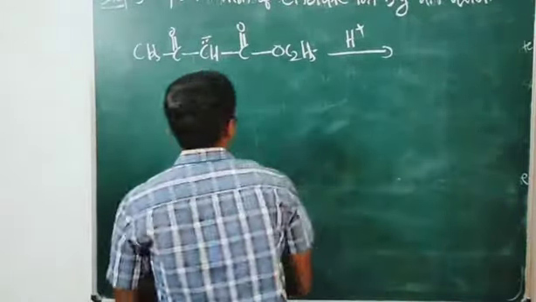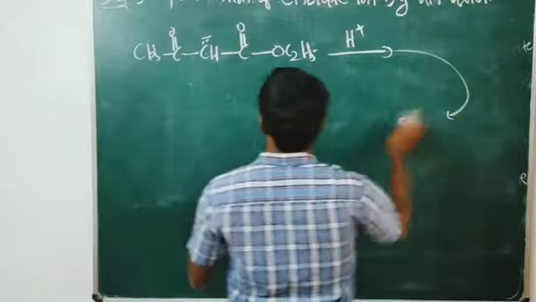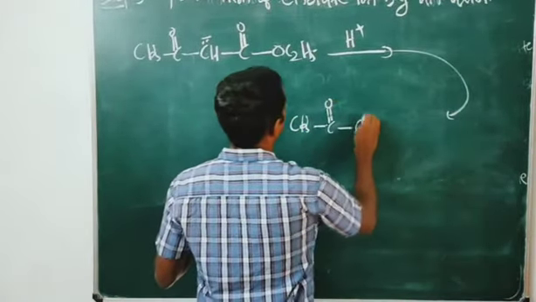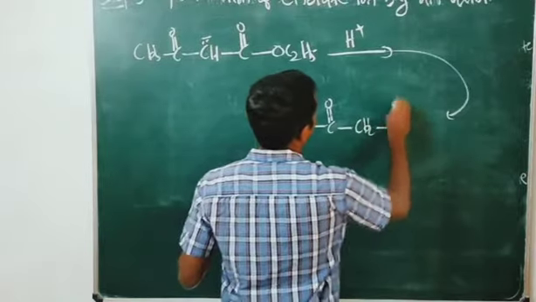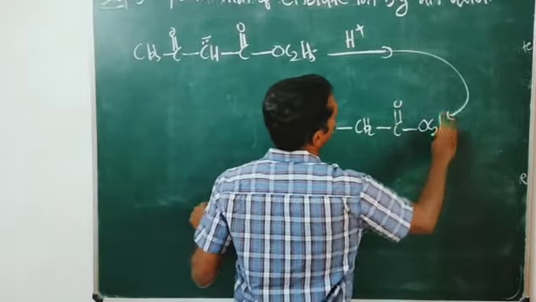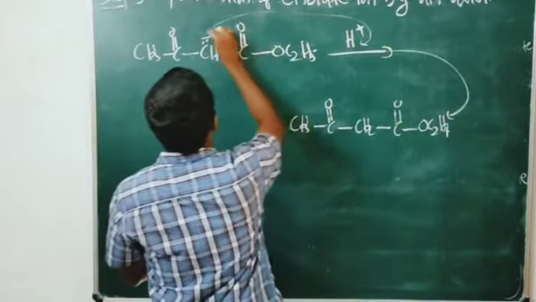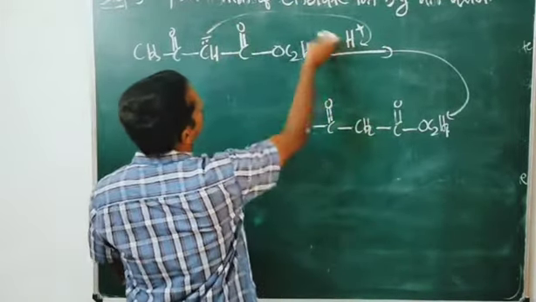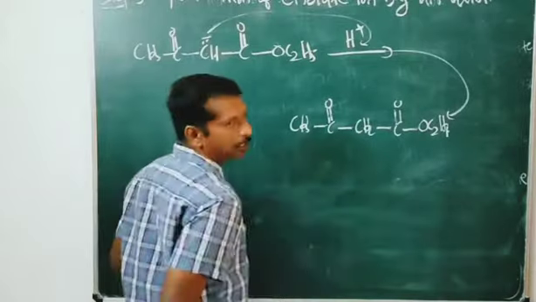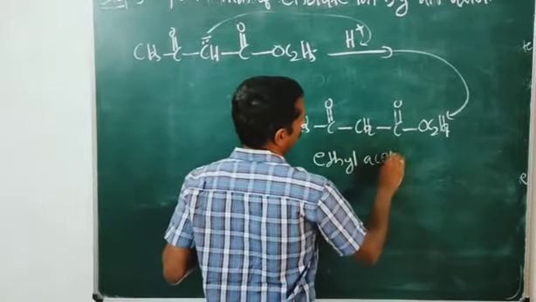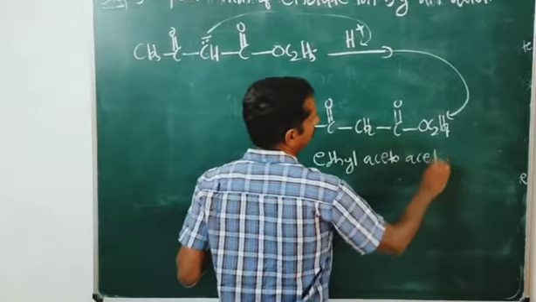And what we get is CH3, C double bond O, CH2, C double bond O, C2H5. That means this negatively charged carbon will take this H plus, so it will become CH2. So what is this one? Ethyl acetoacetate. Okay.